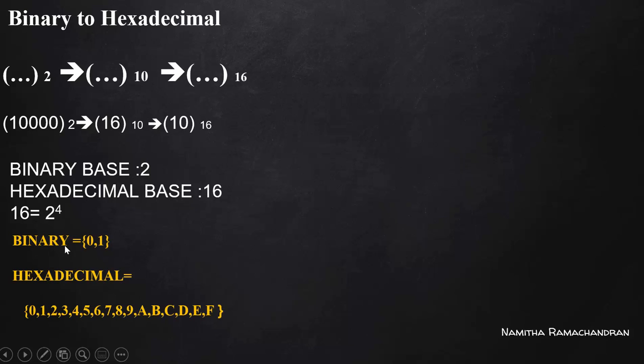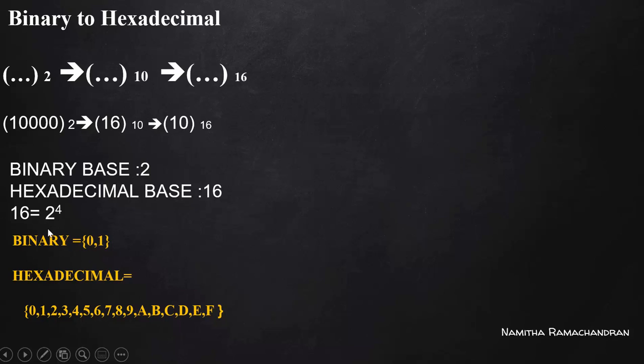Once more, in binary, we can represent two values. What are they? 0 and 1. And in hexadecimal, a total of 16 different values are there. What are they? 0 to 9. After that, the remaining 6 values, 10 to 15, are represented using capital letters A, B, C, D, E, and F. So these are the digits or symbols available in the hexadecimal number system. Total 16 different symbols.